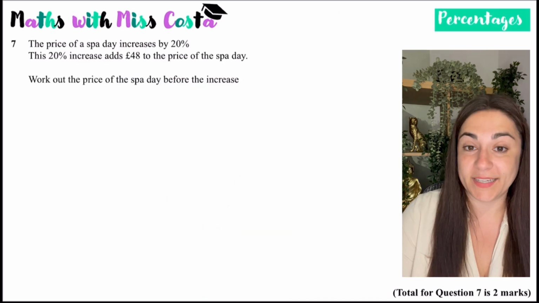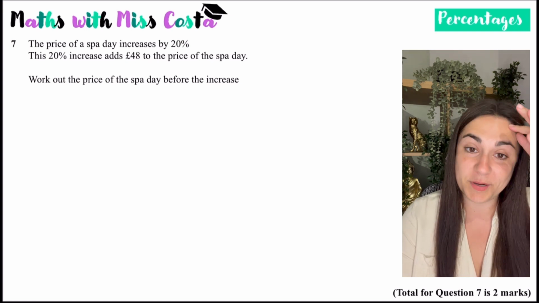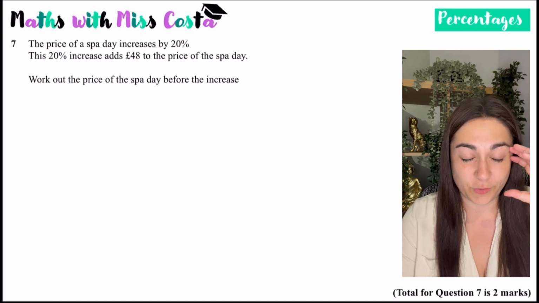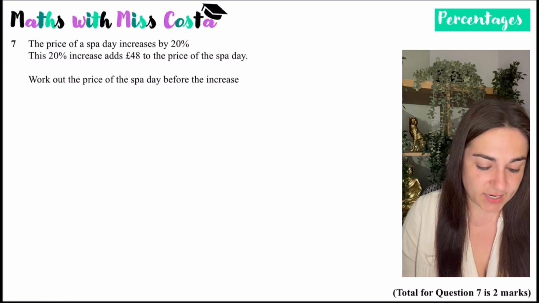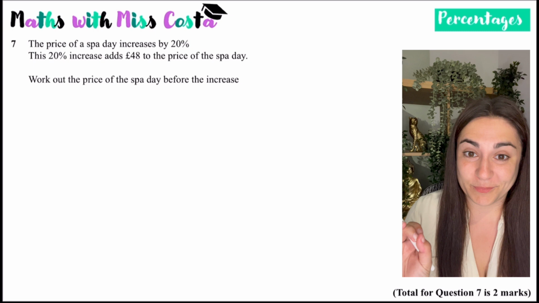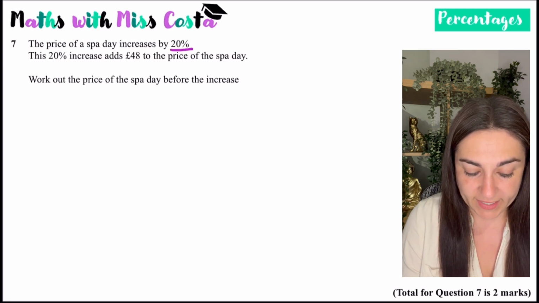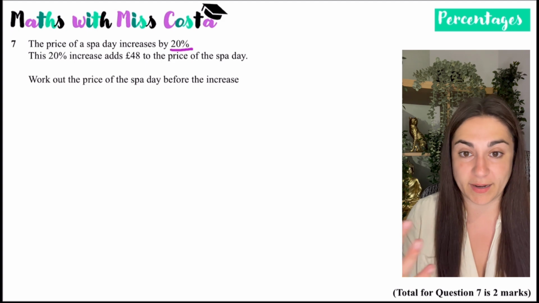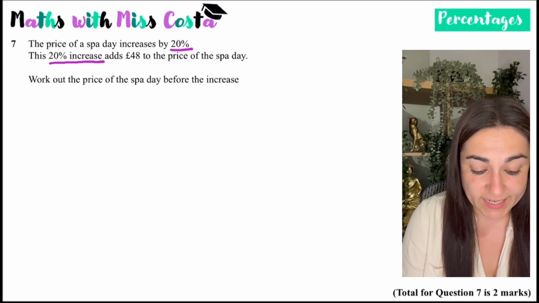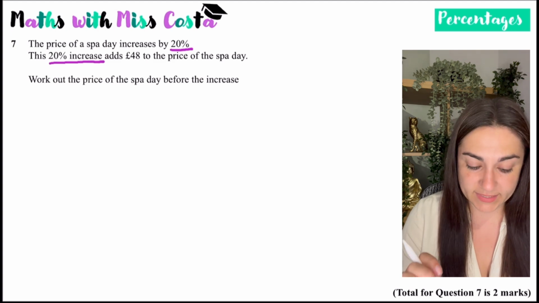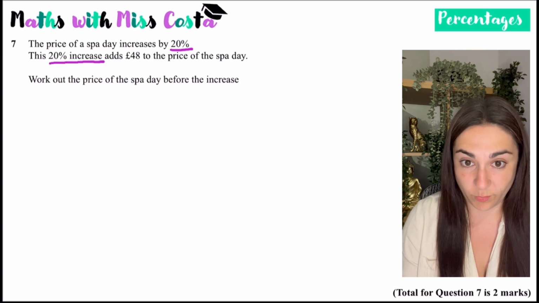Okay, next I've got a percentage question. With questions like these, sometimes they seem confusing because you're not exactly sure what they want from you, but if you just read it carefully, that really helps. So I'm told that the price of a spa day increases by 20%. So the price of a spa day was something and it increases by 20%. This 20% increase adds £48 to the price of the spa day. And I need to work out the price of the spa day before the increase.